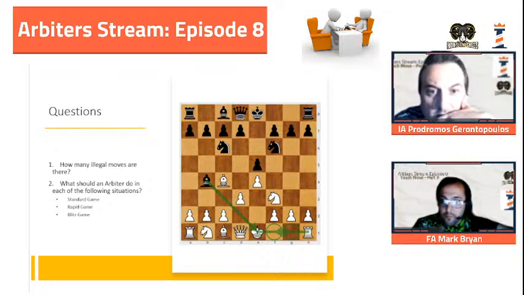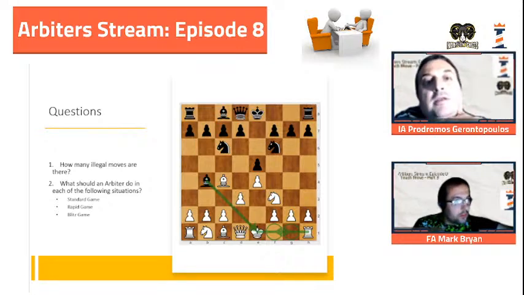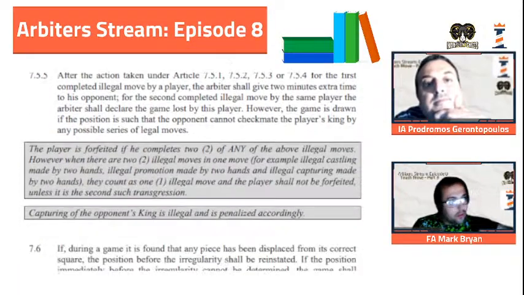7.5.4, yes. If a player uses 2 hands to make a single move, for example, in case of castling, capturing, or promotion, and presses the clock, it shall be considered and penalized as if an illegal move. Okay, I found it. Let's show the manual that explains the irregularity.